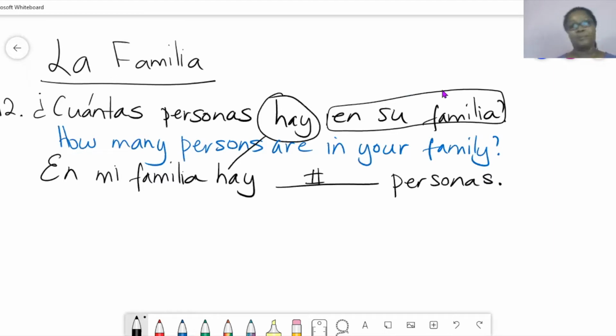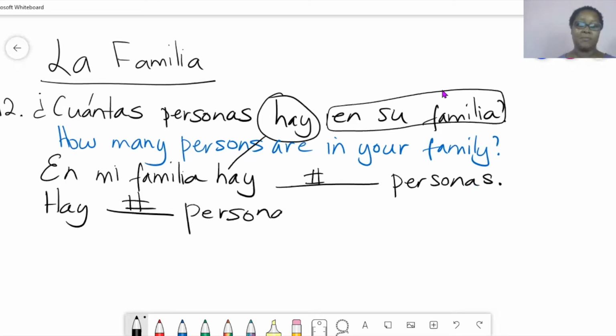So again, you want to go and maybe think about how many persons are in a family, 3, 4, 20, 100, oh no, not 100, right? But you know what I mean. So think about the number of persons and insert that number there. Another way that you could have done this response is starting with the verb. Hay, the number of persons, and then you round it off with en mi familia. So either way is correct.